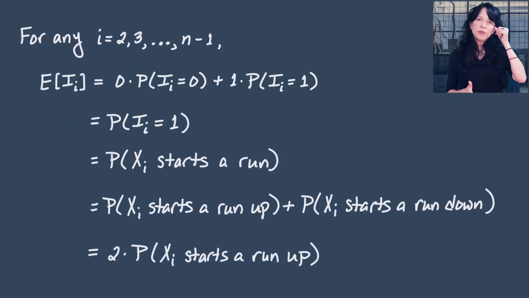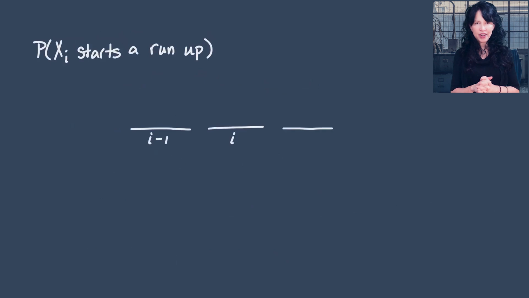Okay, so what is the probability that X sub i starts a run up? To figure this out, I'm going to actually look at an example. I'm going to throw down some slots or positions here labeled i minus 1, i, and i plus 1. If X sub i is supposed to be starting a run up, that means that the number I put in this position has to be larger than the number I put in this position. And that's not all, because if it's starting the run, then X sub i can't be in the middle of a run up, which means it has to be the first place things turn around.